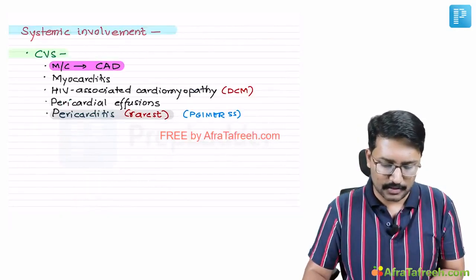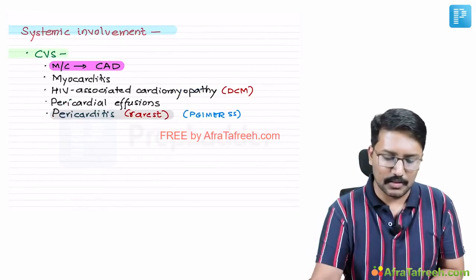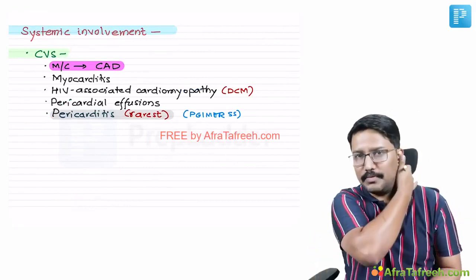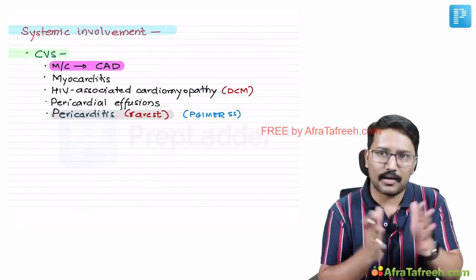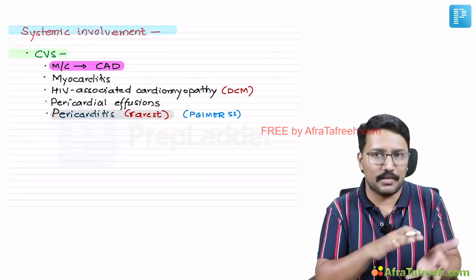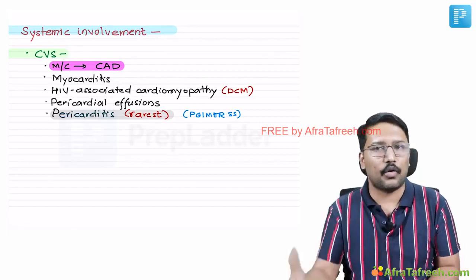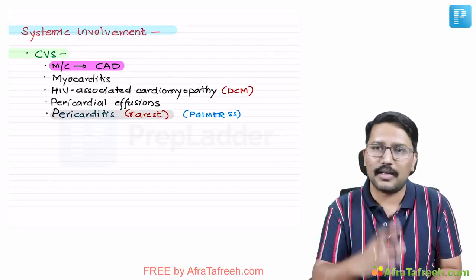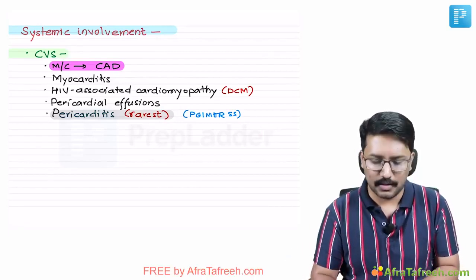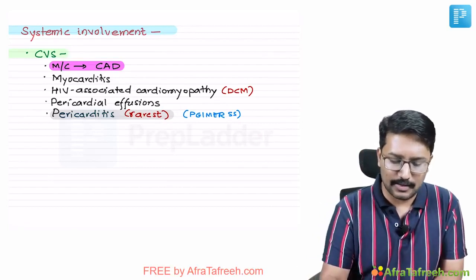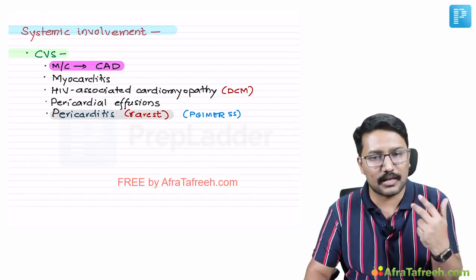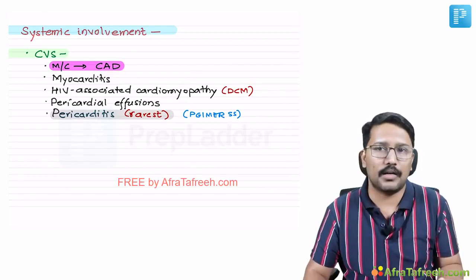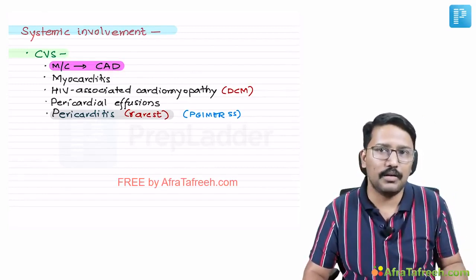Okay, so now let us talk about the individual system involvement, starting with the CVS. HIV per se can directly affect the heart and its structures, right? That is in fact the most common presentation, but it can also indirectly affect the cardiac system. HIV directly affecting the heart can cause coronary artery disease. HIV can affect the vessels, it can affect the myocardium, so there is increased risk of coronary artery disease.